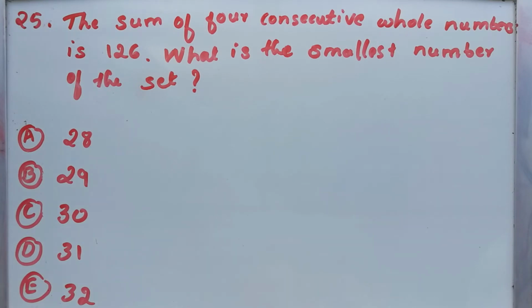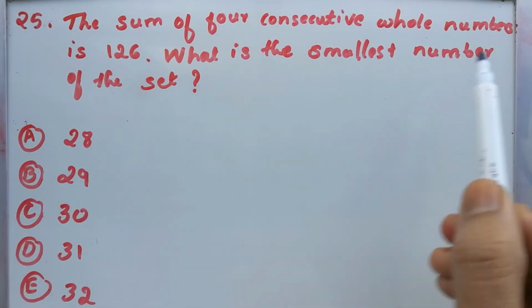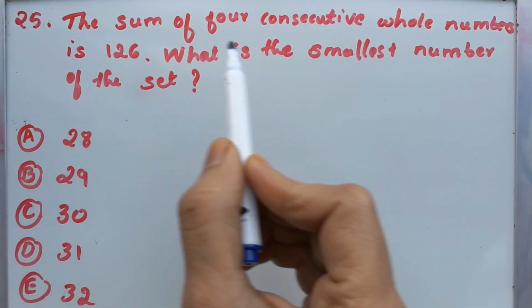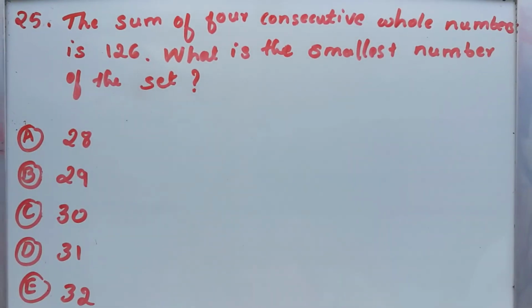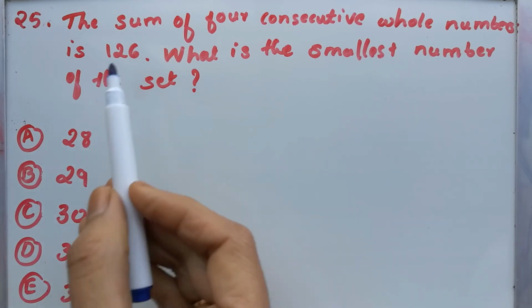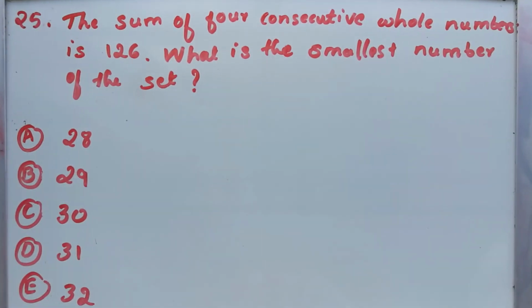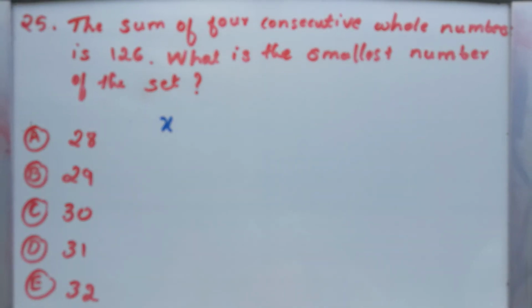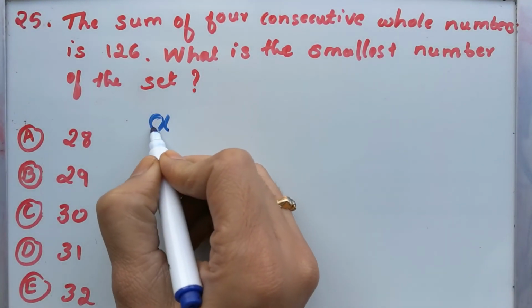Next question. The sum of 4 consecutive whole numbers is 126. What is the smallest number of the set? The sum of 4 consecutive whole numbers. Set of whole numbers means they are all non-negative, that is 0, 1, 2, 3 and so on. We don't know which is the first number. So let's take first number as a.